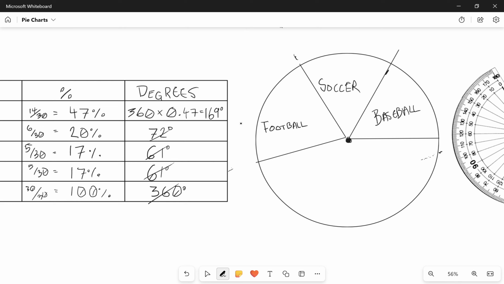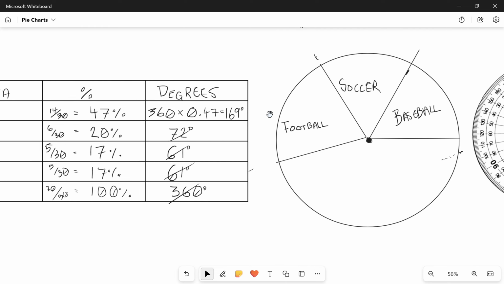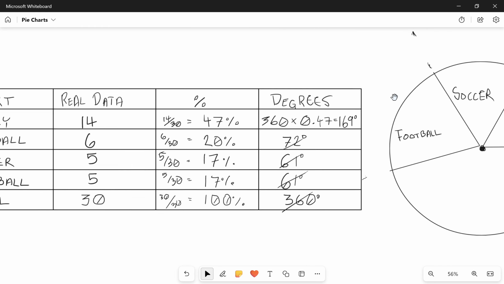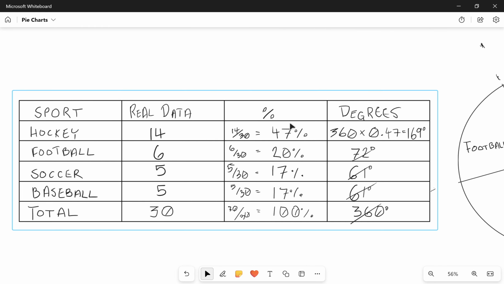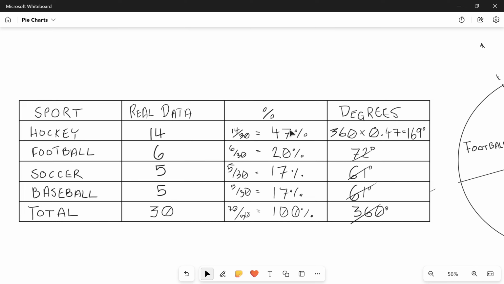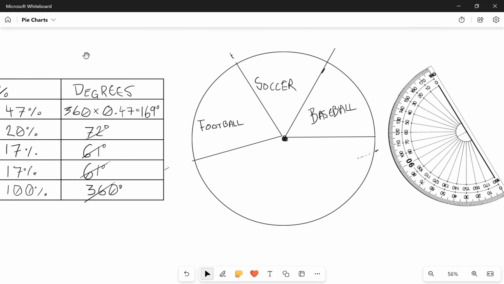And because it's the only one left, this is why we worked from smallest to largest. It's the only one left, so we don't actually have to measure anything. It's the last piece of pie left. It's the biggest one. That's our hockey. That's our 47%, which, we know colloquially, 47% is almost half. 50% would be half. And look at that. Our hockey represents almost half, just shy of half. So we're going to label it.